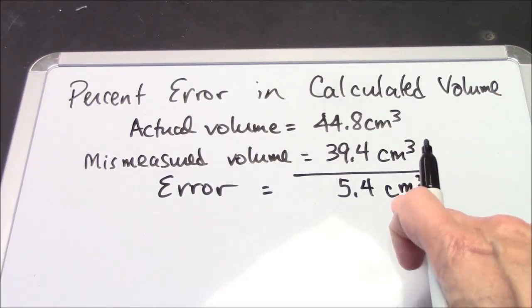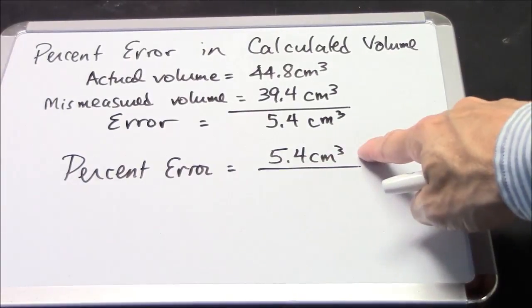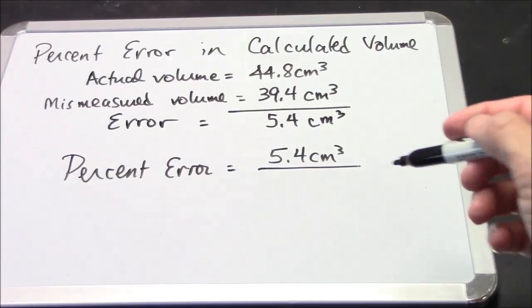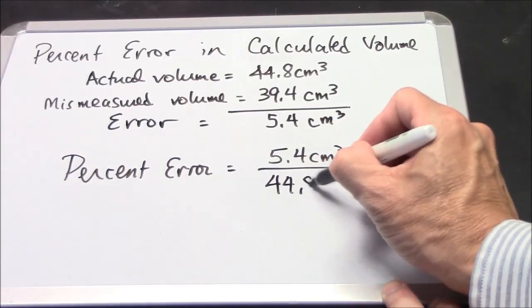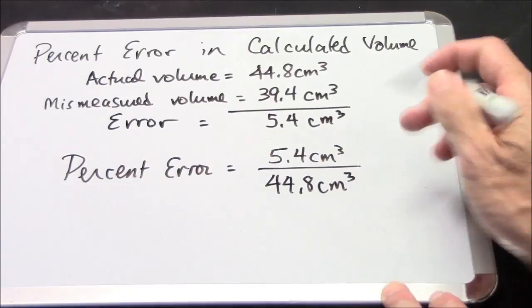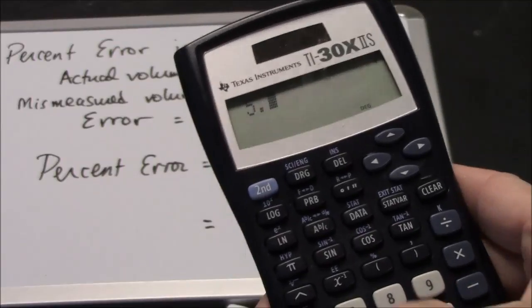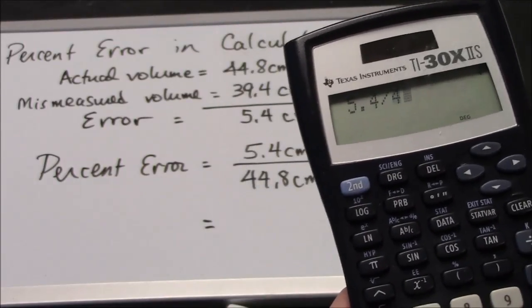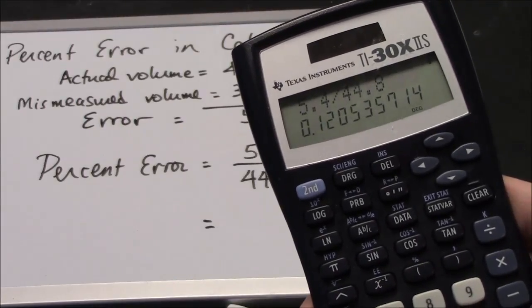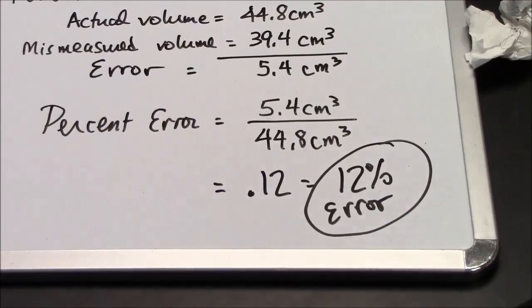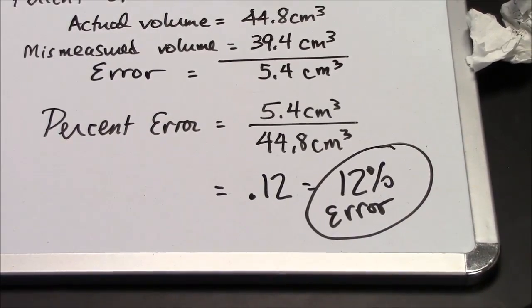I now need to express this as a percent error. You will recall that percent error is the actual error divided by the value it should be. So in this case, it's 44.8 cubic centimeters is what it should be. This is my error divided by what it should be. Use a calculator. 5.4 divided by 44.8 equals. I see a 12% error. There it is, 12% error from a 1 millimeter error in measuring the diameter.